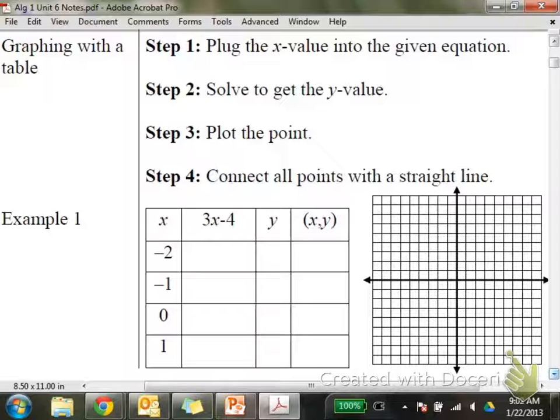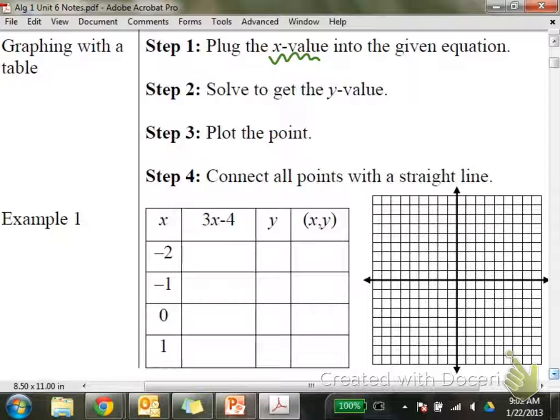Okay, guys, so we're actually going to be graphing these things using a table. So that is your topic, graphing with the table. Step 1, you're going to plug in the x value to the given equation. So you can see the table right underneath. That's what it's going to look like. The first column is the x value. The second column is the actual equation. Third column is where we get the answer from, or where we put the answer. And then the last column is going to be the actual point.